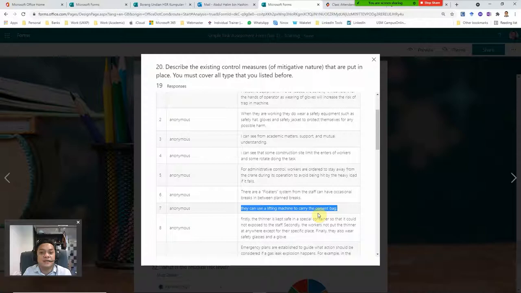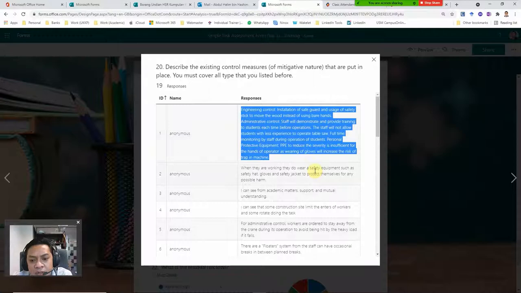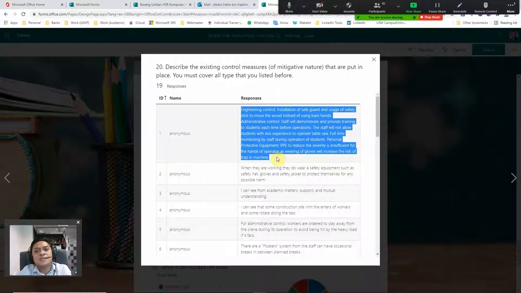This is also more of a suggestion. Okay, I suggest install safeguard, use of safety stick. Staff will demonstrate and provide training. How do you know they all give this? And this is more of a suggestion from you to reduce the risk. But the question is, describe the existing measures that are put in place.